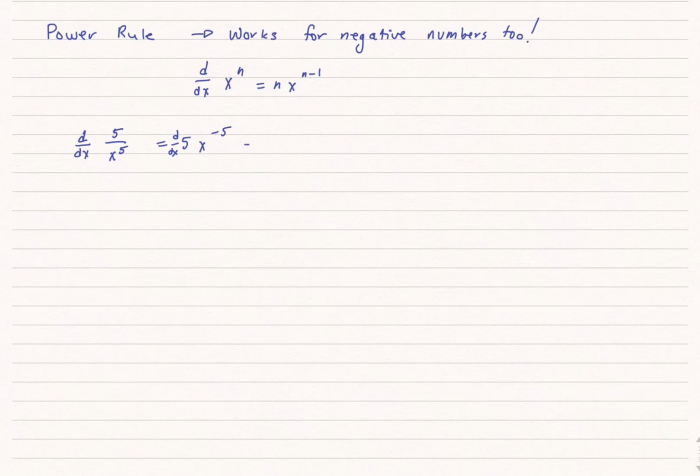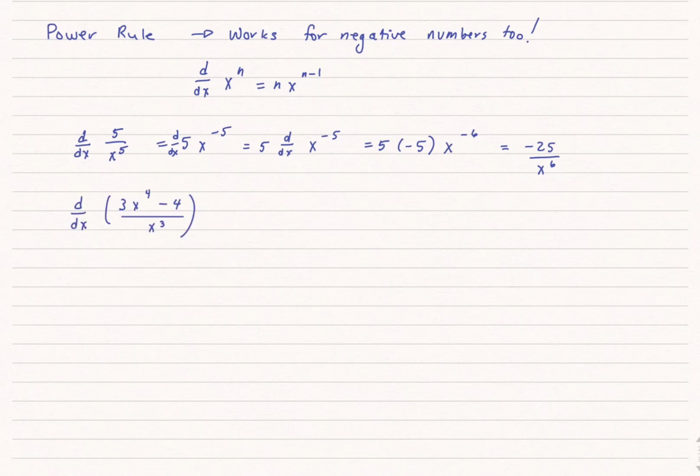Once I do that, I can then use my constant multiple rule to pull out that 5, and then just use my power rule. And I go from negative 5 to negative 6, and this whole thing is negative 25 divided by x to the 6th. So I could have used the quotient rule, but I could save some time and just rewrite this as a negative exponent and use the general power rule.